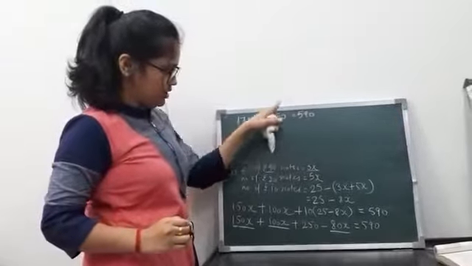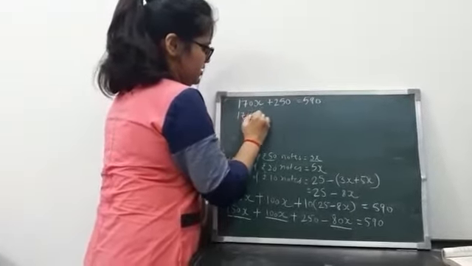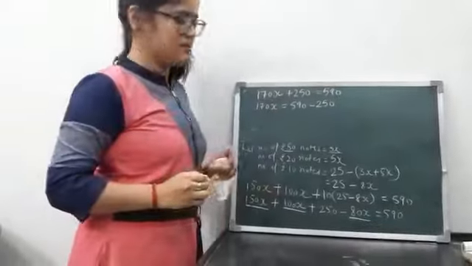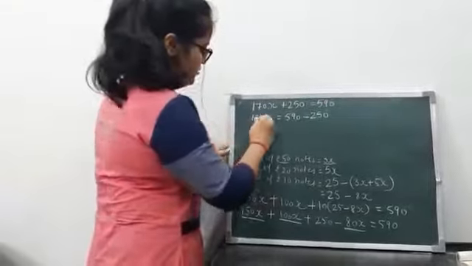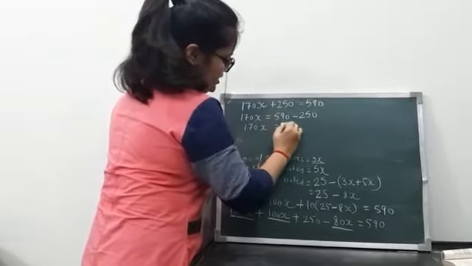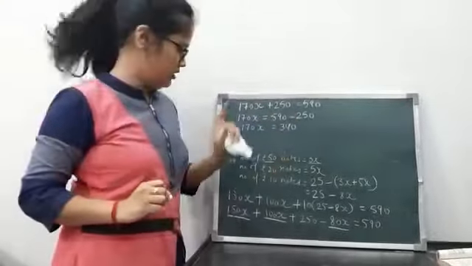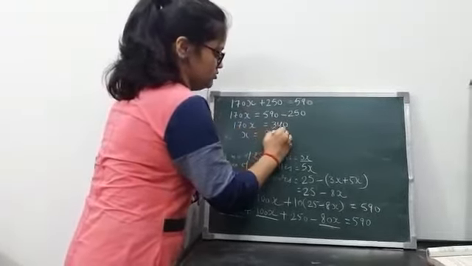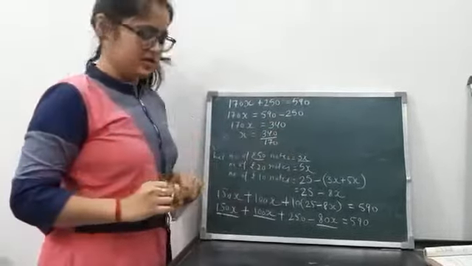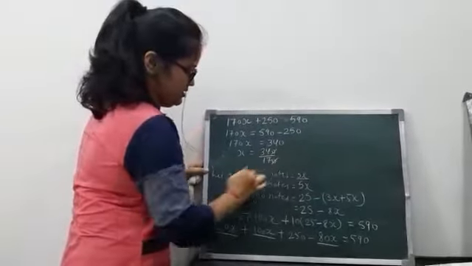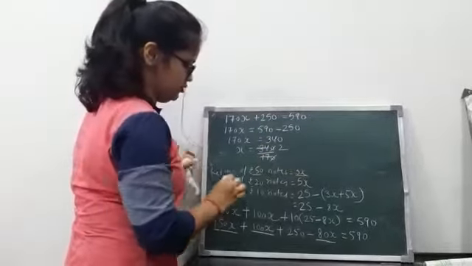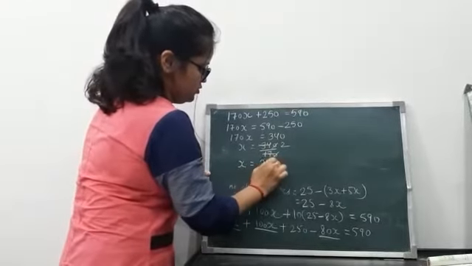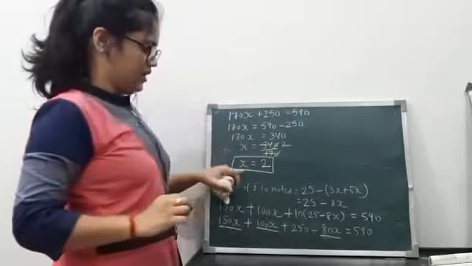Take this 250 to the other side. 170x is equal to 590 minus 250. Now 590 minus 250 is 340, so 170x equals 340. 170 will be shifted to the right side. x is equal to 340 upon 170. Now cancel these, the 0s cancel, and 17 2s are 34. It means the value of x is equal to 2. This is just the value of x.